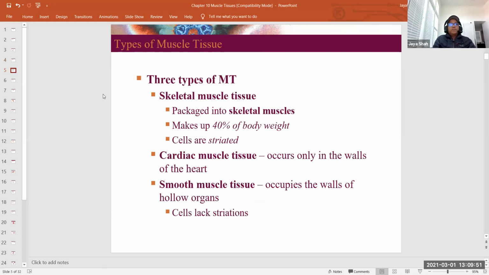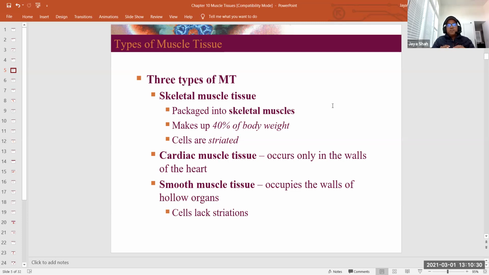Okay, so types of muscle tissue. There are 3 major types of muscle tissue. We talked about them earlier. Skeletal muscle tissues are attached to your skeleton, to your bones. They are packaged into skeletal muscles, and we have several skeletal muscles in our body. For example, biceps, triceps, brachioradialis, pronator teres, rectus femoris, semitendinosus, semimembranosus. You're going to see all these muscles.